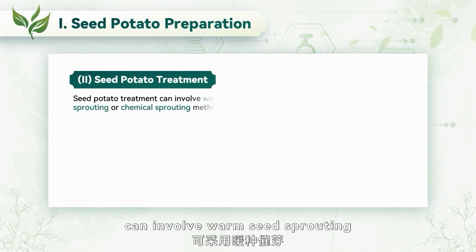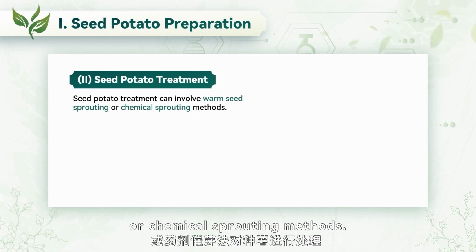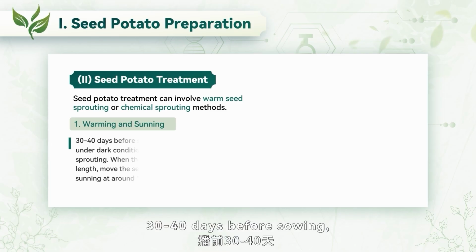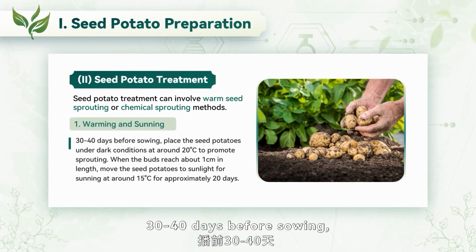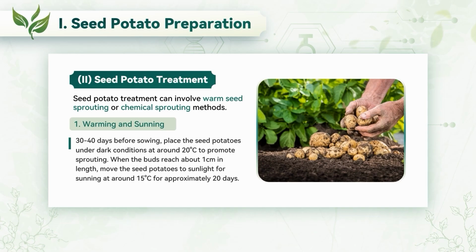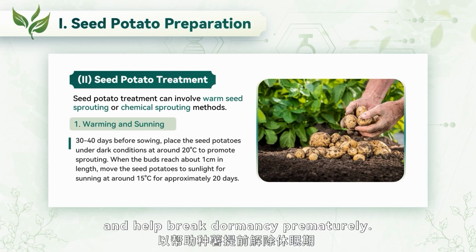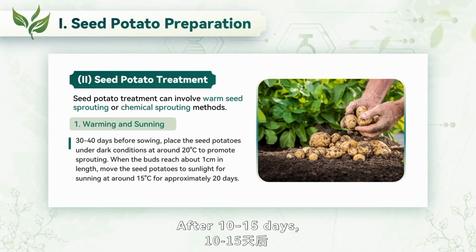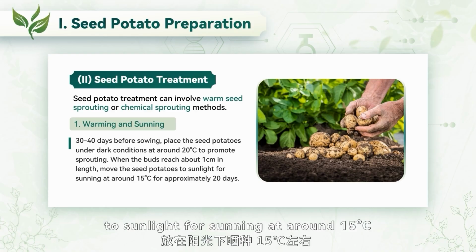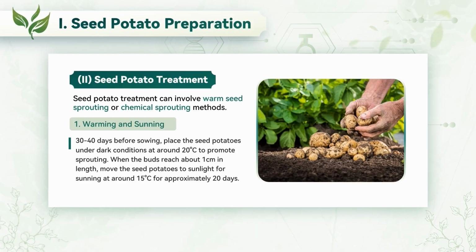Seed potato treatment can involve warm seed sprouting or chemical sprouting methods. First, carry out warming and sunning of the seeds. 30 to 40 days before sowing, place the seed potatoes under dark conditions at around 20 degrees Celsius to promote sprouting and help break dormancy prematurely. After 10 to 15 days, when the buds reach about 1 centimeter in length, move the seed potatoes to sunlight for sunning at around 15 degrees Celsius for approximately 20 days.